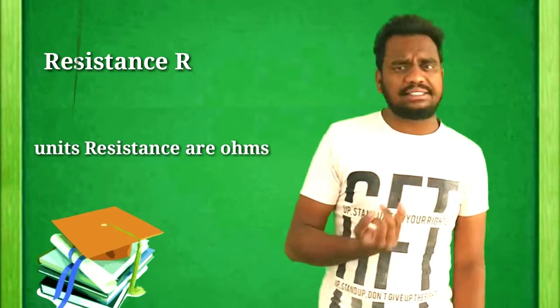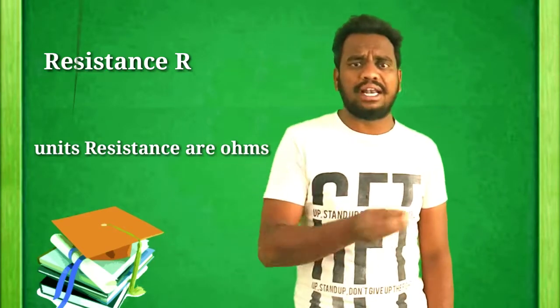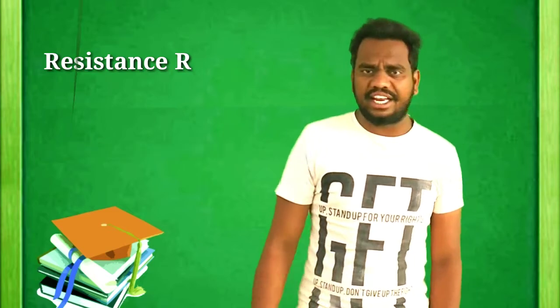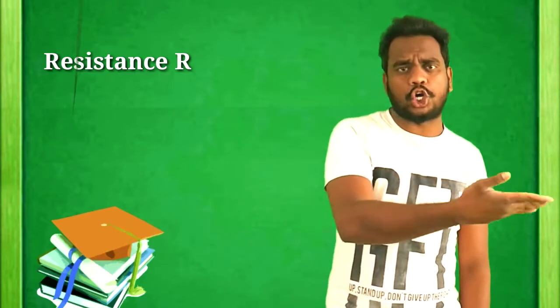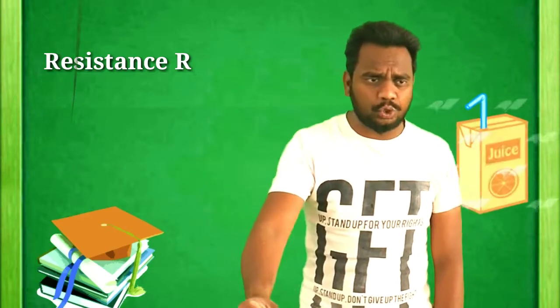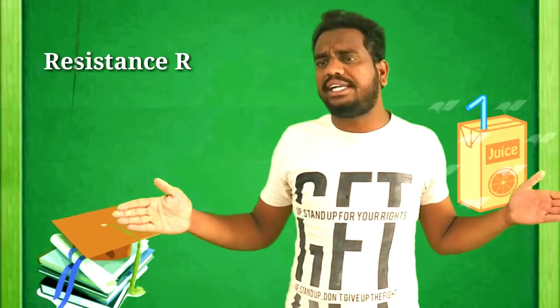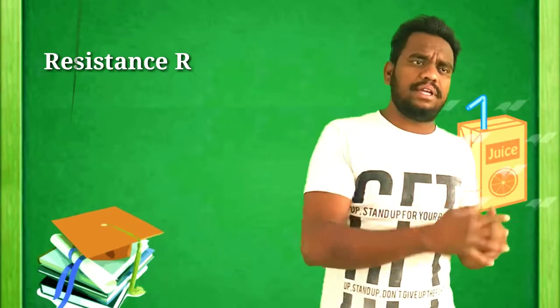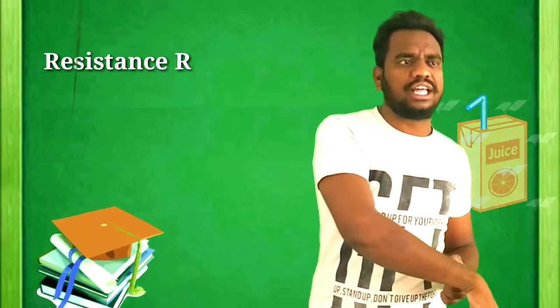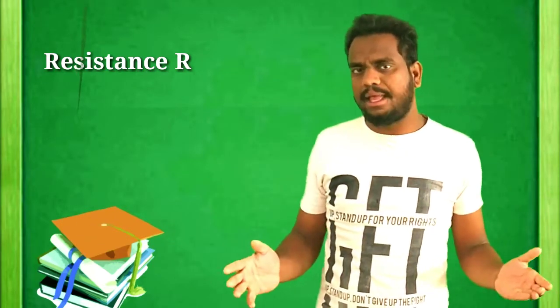So let us know how resistance depends upon length and how it depends upon area of cross section. We know very well, let us consider a path of a straw. If you need to drink some juice with the help of a straw, if the straw is longer, it takes a lot of time for the juice to enter into your mouth. That means if the length is more, the resistance is also more. That means if the length increases, resistance also increases.